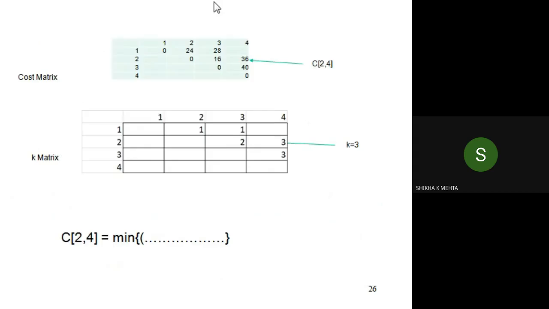So this is how we are going to fill the next values also. You should do this as an exercise. Finally, we get in the cost matrix that the minimum value is 36, and we get this value for k is equal to 3. Similarly, we have to fill just the upper triangular matrix. We are not going to compute the lower triangular matrix because that is not required.